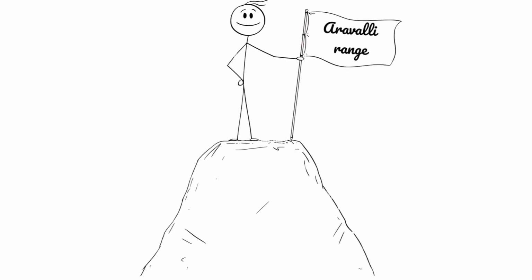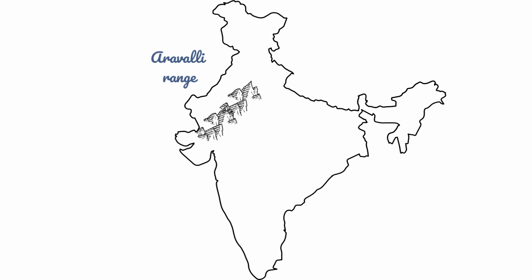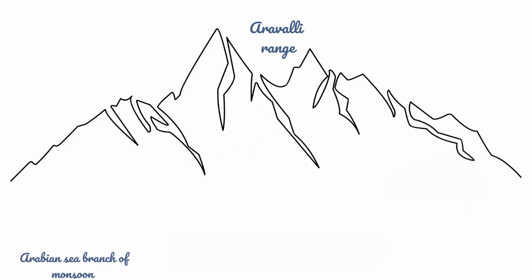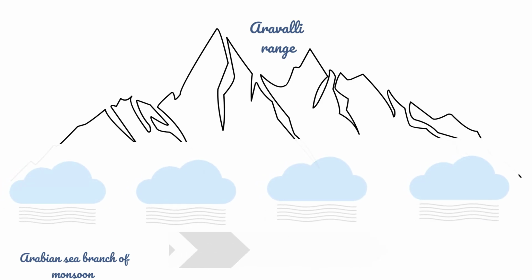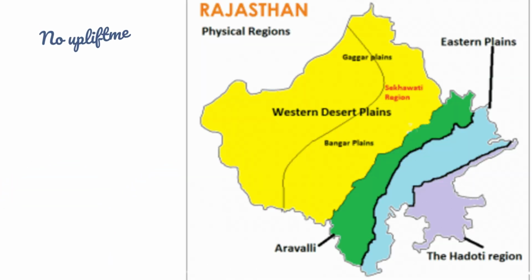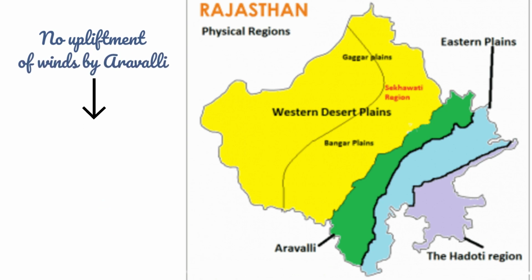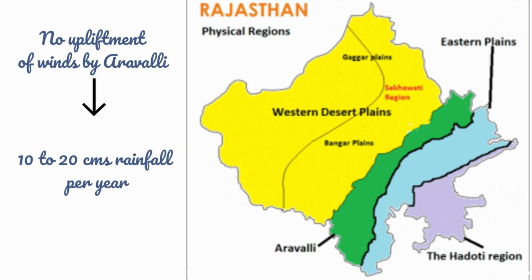The Aravalli Hills. The Aravalli Range runs almost parallel to the Arabian Sea branch of the monsoon. Because of this, it doesn't block the winds. They simply pass by. So, Western Rajasthan receives very little rain, only about 10 to 20 centimeters a year.